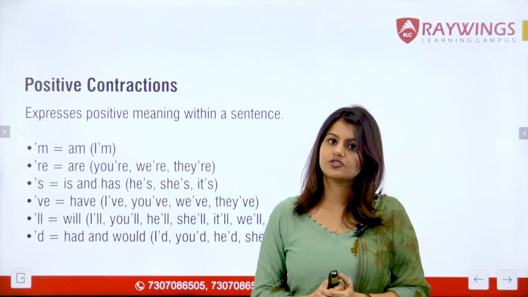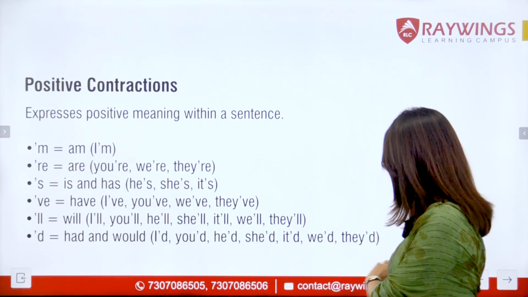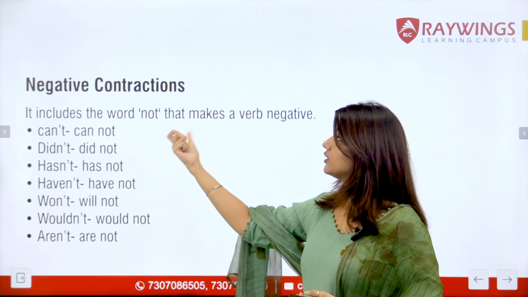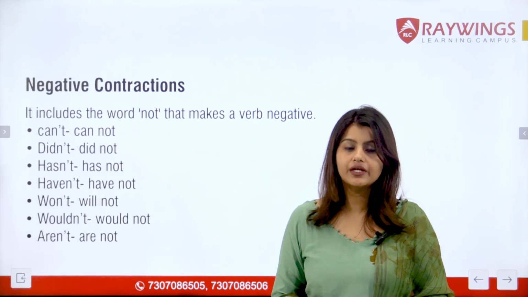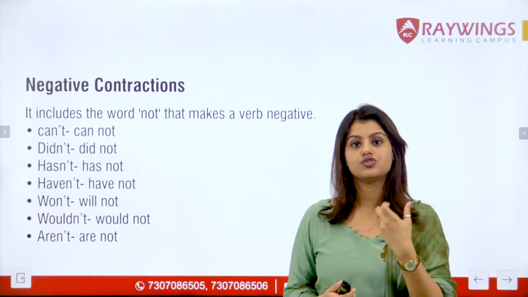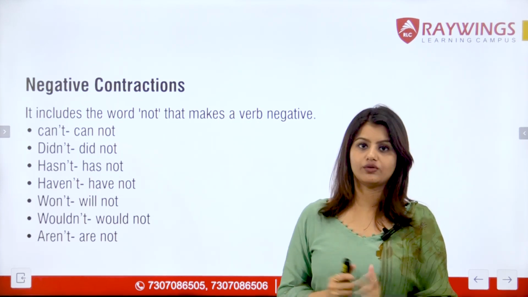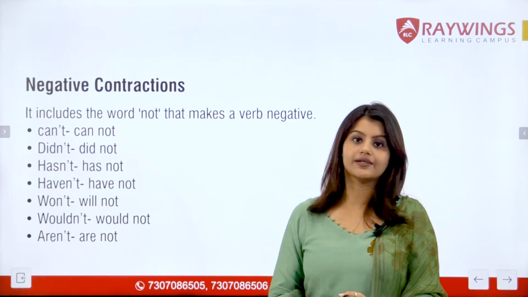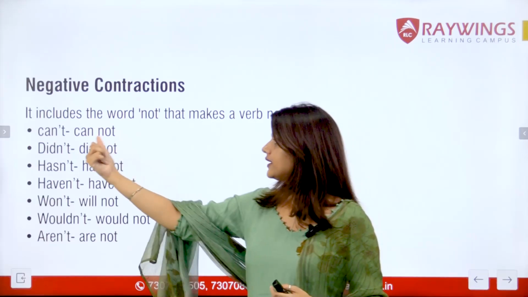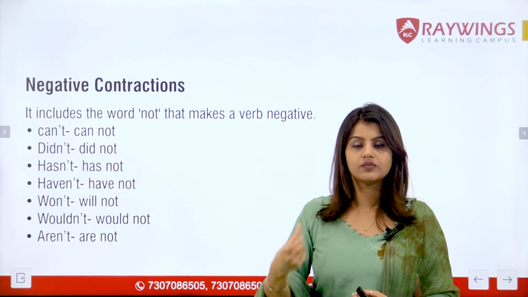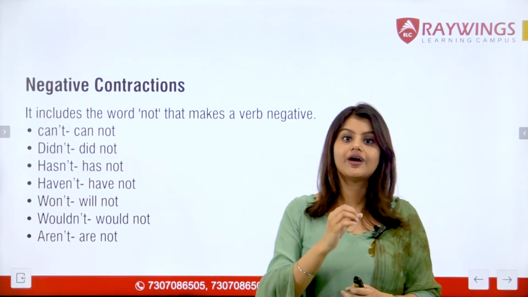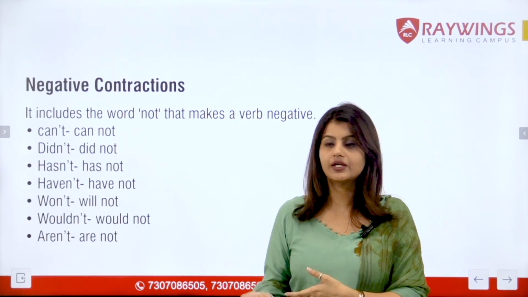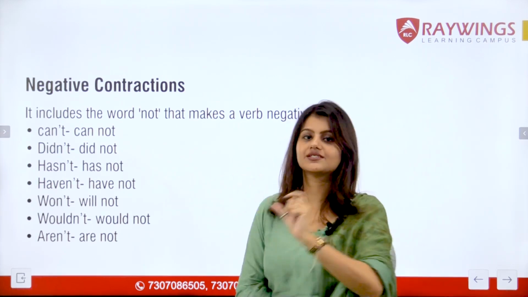Now as we have discussed the positive contractions, हम लोग negative contractions भी देखते हैं क्या होते हैं. The negative contractions are basically which include the word not. Not is a negative word, right? So जिन contractions में not आ जाता है वो negative contractions हो जाते हैं and that makes a verb negative. For example, cannot, अब ये full form है और इसके लिए contraction है can't. So उसको cannot नहीं बोलेंगे, we'll say can't. And it means cannot, right? This is a negative contraction.